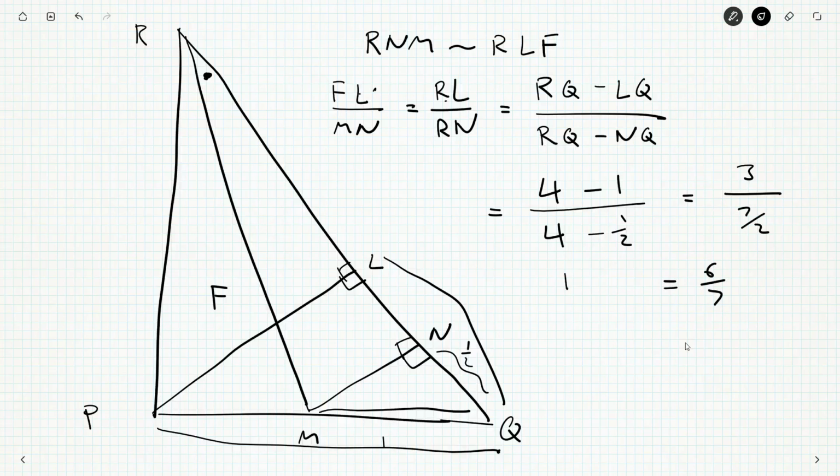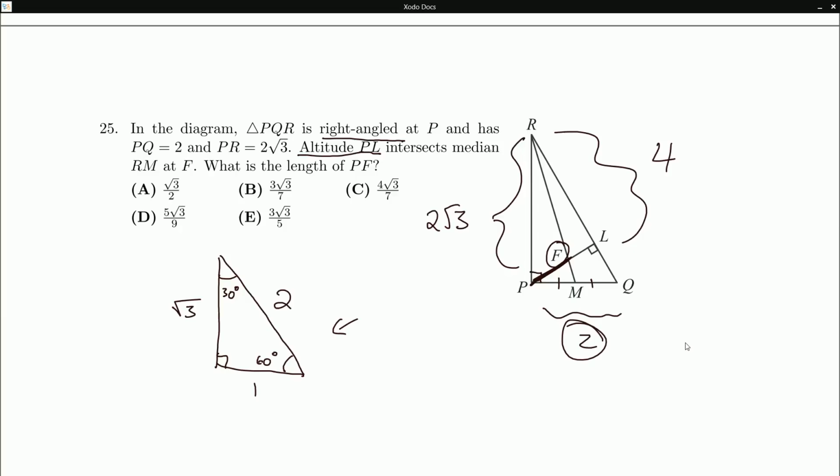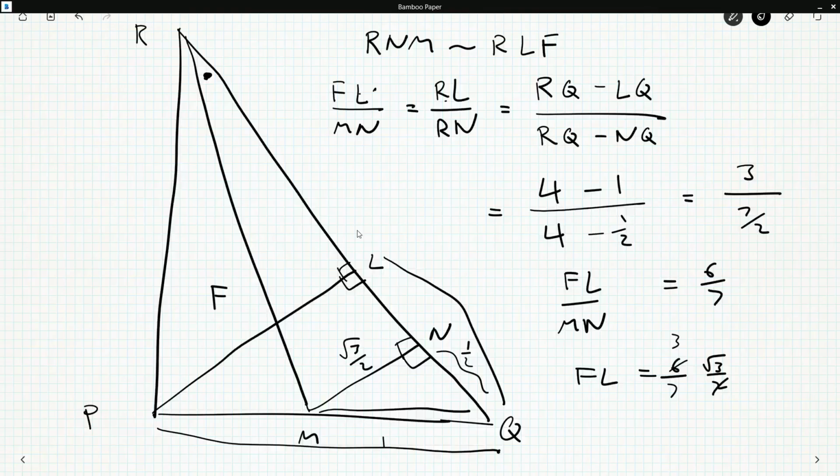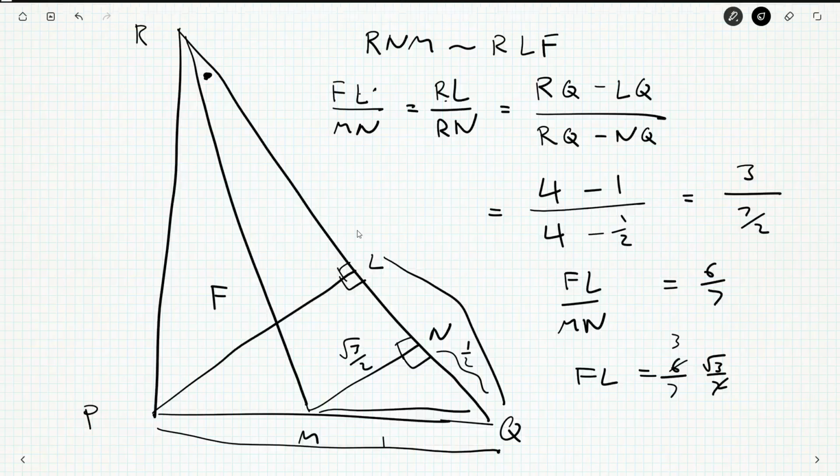Okay. But that's then FL over MN, and I know MN is root 3 over 2. So FL is 6/7 MN, which is root 3 over 2. Cancel out some of these 2's, and I get... Oh, I do get 3/7. Honestly, I just picked C out of the dark when I was talking about that earlier, but I do get 3/7.